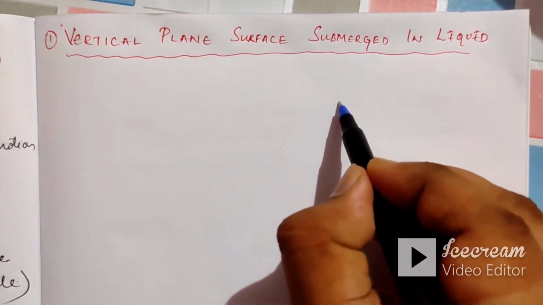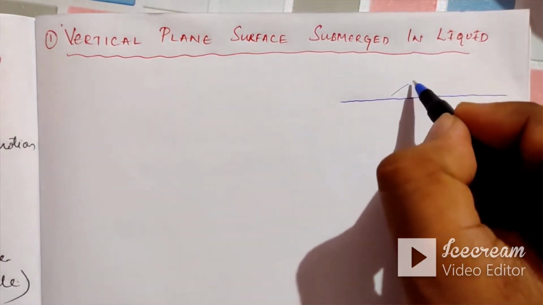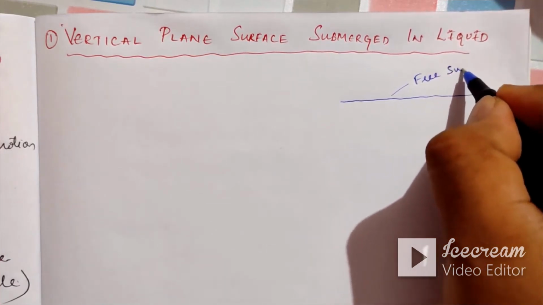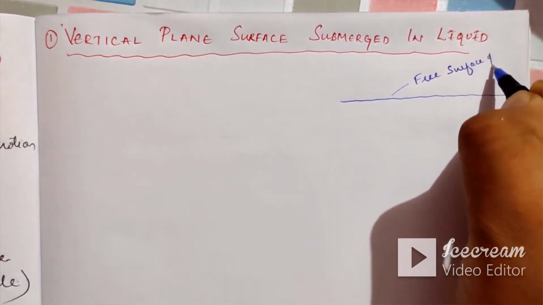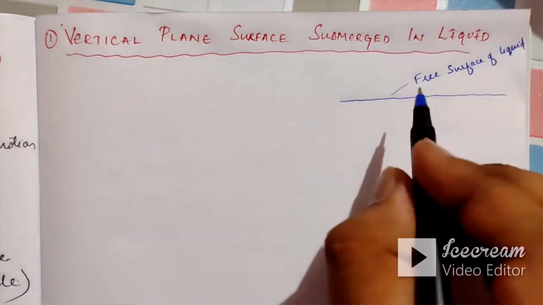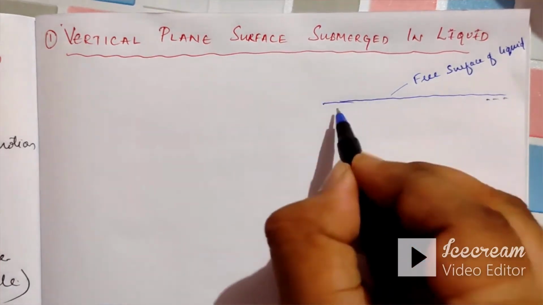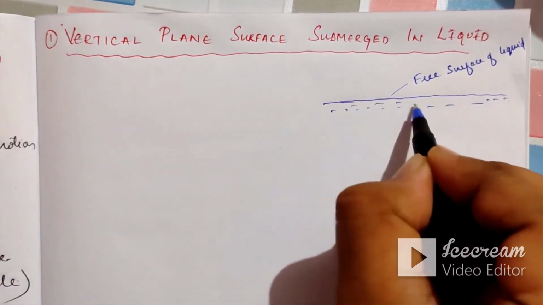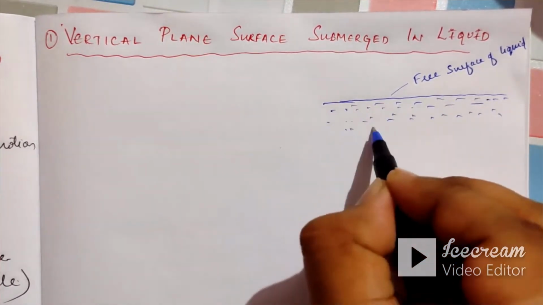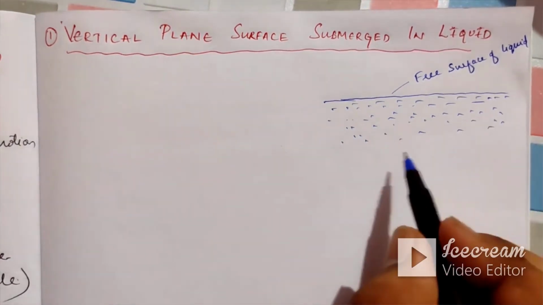So first I will draw the free surface of the liquid. So let us assume here, this would be the free surface of the liquid. Fine. This may be a free surface of liquid. Below the free surface of the liquid, there will be a lot of liquid, a mass of fluid particles.